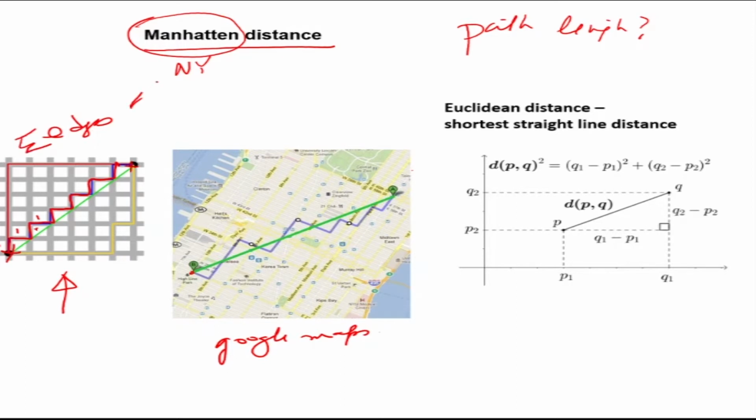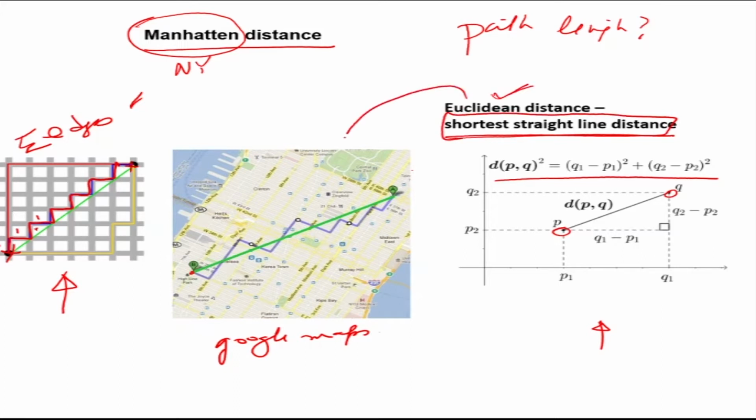The other, of course, you're familiar with, is called the Euclidean distance. So if I have a point P here and a point Q there, which have coordinates P1, P2 and Q1, Q2, then the shortest distance, or the straight line distance, is given by this. This can be X or Y. In this particular case, we see that this is the shortest straight line distance. This is called the Euclidean distance.